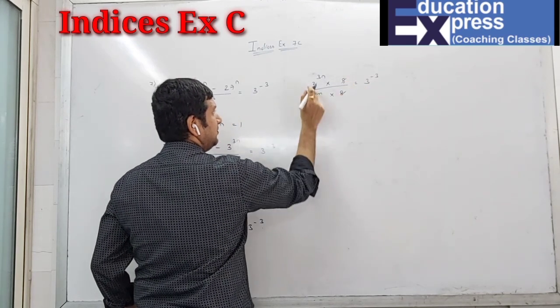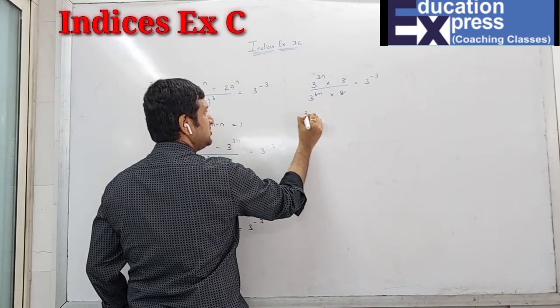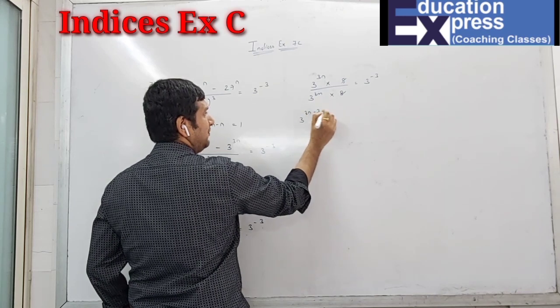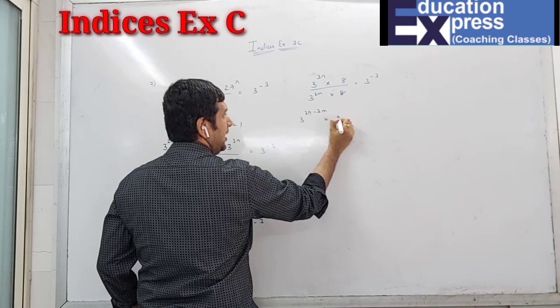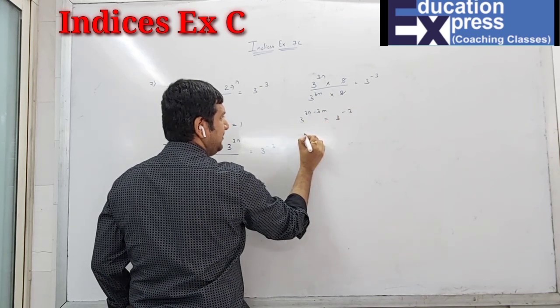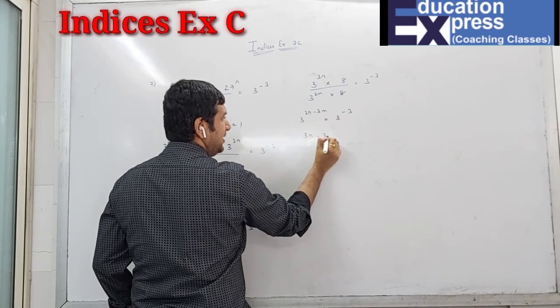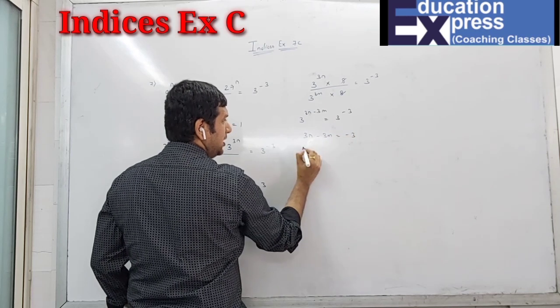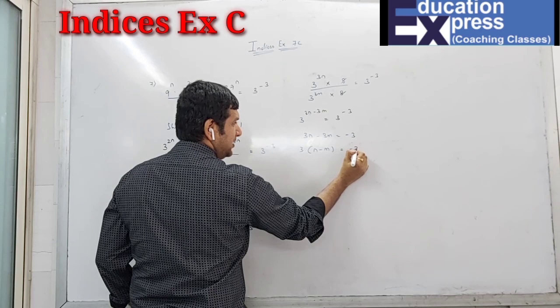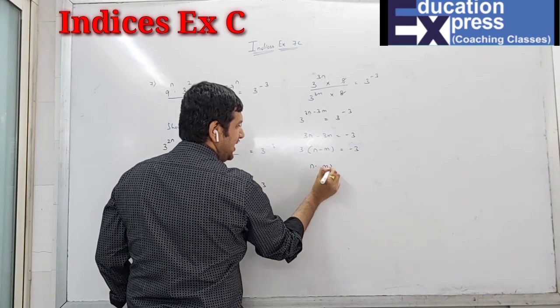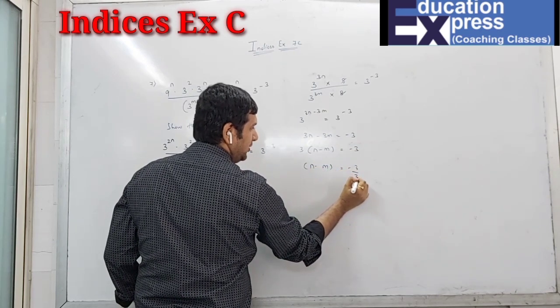8 will get cancelled. Bases are same again. So 3 raised to 3n minus 3n. Obviously the bases are same, but they are in division, so I have to subtract the powers and raise to minus 3. Now again the bases are same. 3n minus 3n equals to minus 3. 3 common, n minus m is equals to minus 3. Hence n minus m equals to minus 3 upon 3.